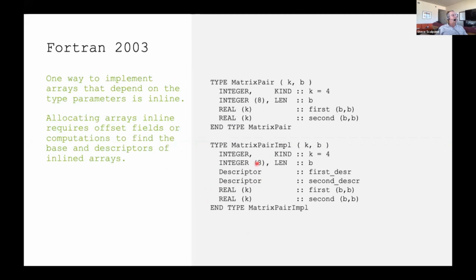What happens though is all the records of a particular instantiation are the same type, but you can't count on matrix pair impl or matrix pair. They'll be different size for different instantiations. So there's a little bit more difficulty there.